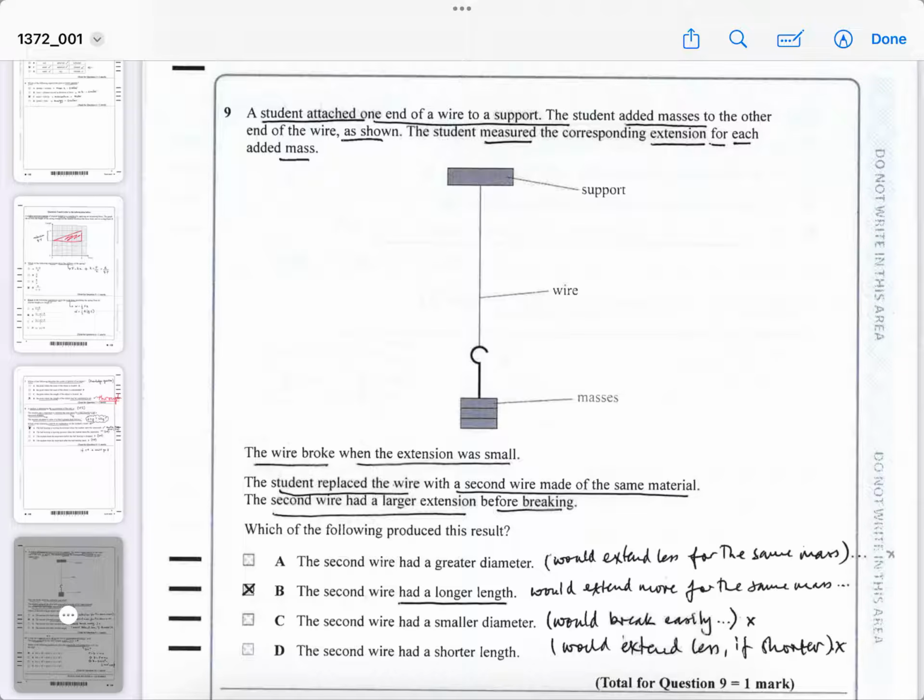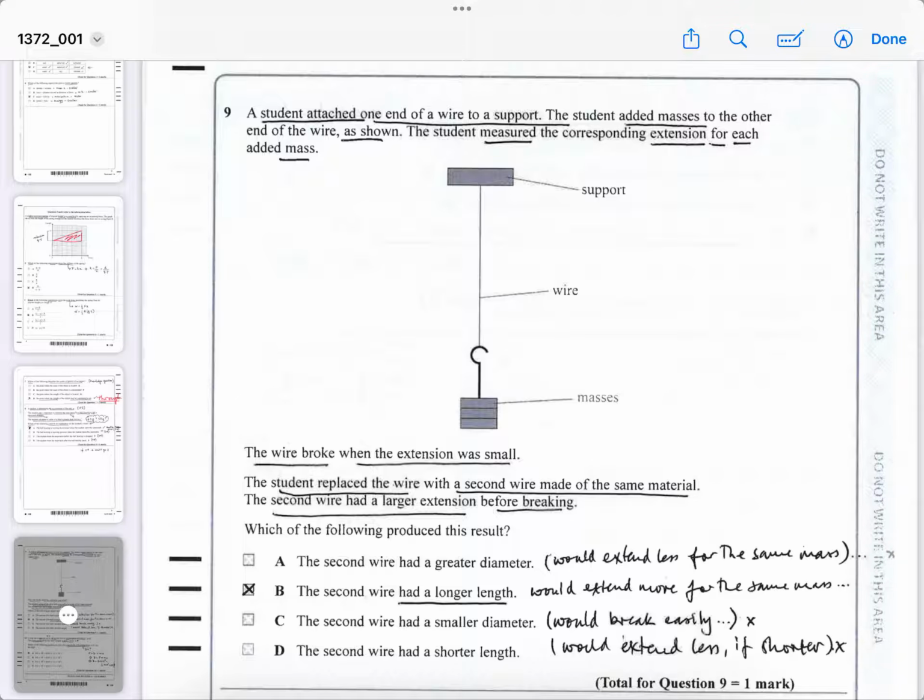Well, the answer is B. If it had a longer length, each portion of that length would feel the same force. So it's like having lots of springs in series. They all extend by the mass that they are carrying. So you would proportionally extend, the total extension will be increased. So the answer is B.